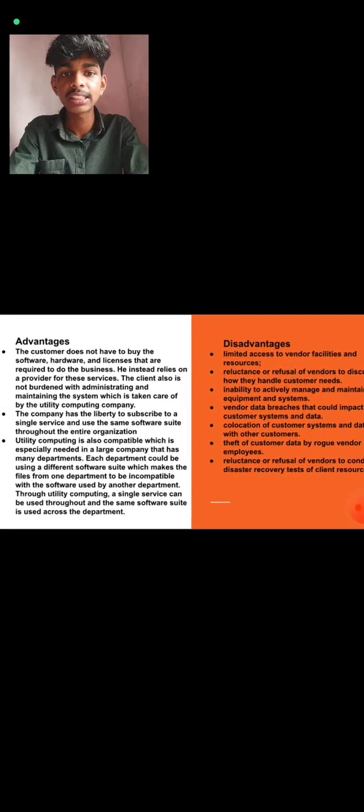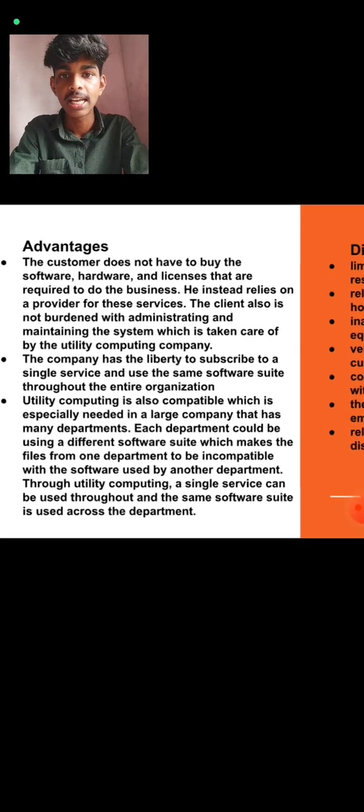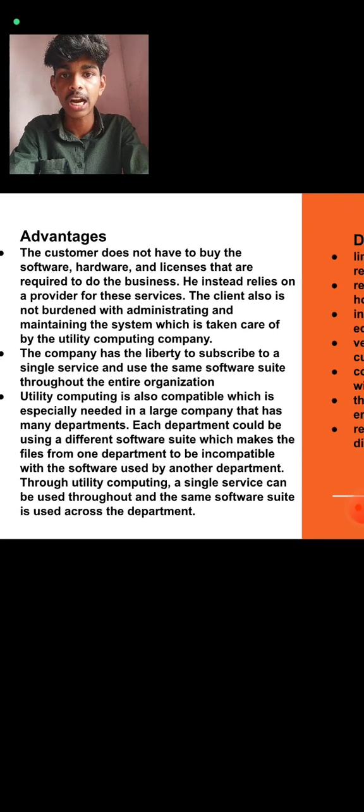Now, the advantages and disadvantages. Advantages. The customer does not have to buy the software, hardware, and licenses that are required to do the business. He instead relies on a provider for the services. The client also is not burdened with administering and maintaining the system, which is taken care of by the utility computing company. The company has the liberty to subscribe to a single service and use the same software suite throughout the entire organization. Utility computing is also compatible, which is especially needed in large companies that have many departments.